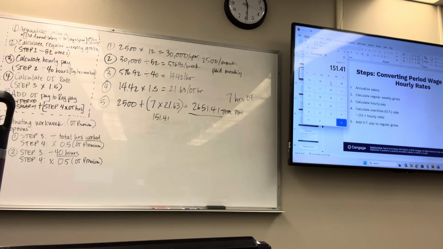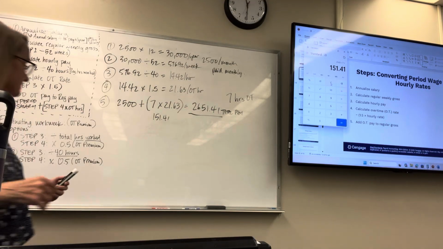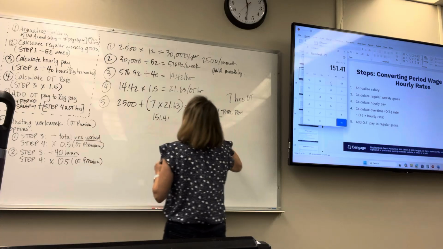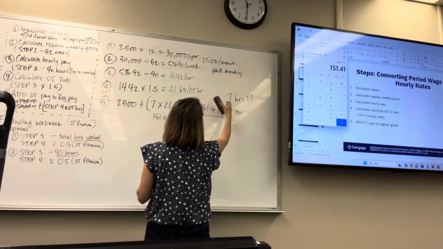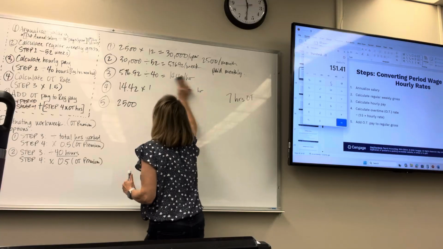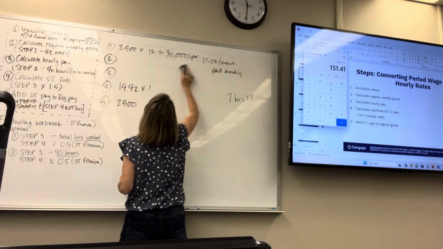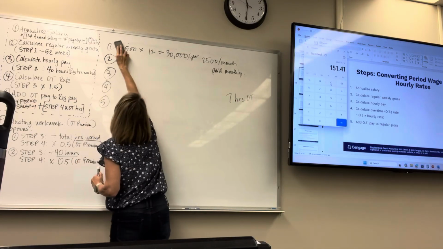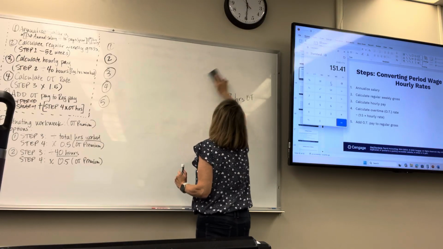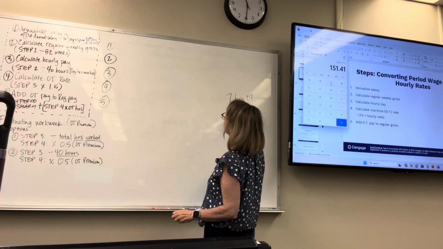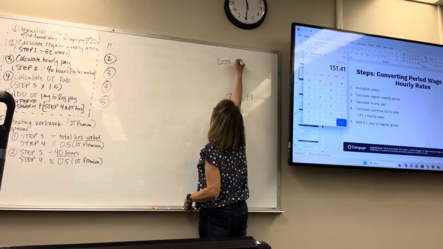I've got several other examples that we can go through. Right now, we're going to add some complications to this. For example, what if they're not paid on a monthly basis? They're paid on a bi-weekly basis. Let's do that instead. So we'll still say they worked 7 hours of overtime. And let's say they get $2,000 bi-weekly.